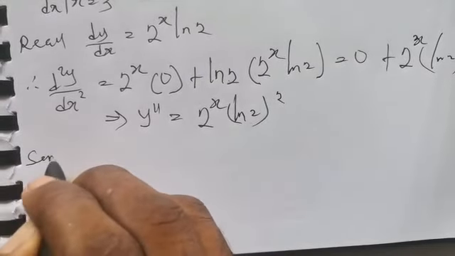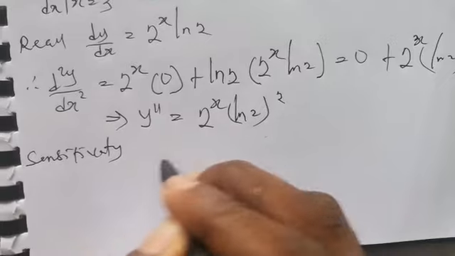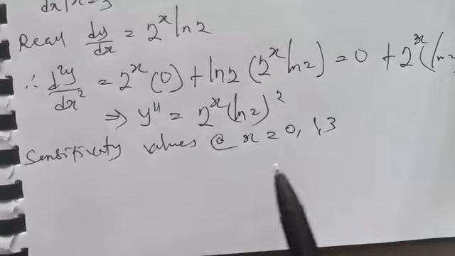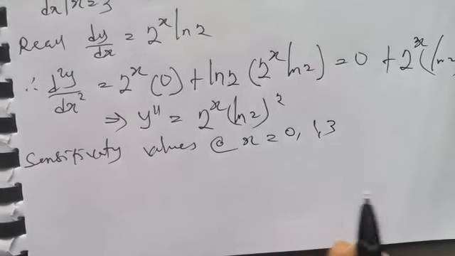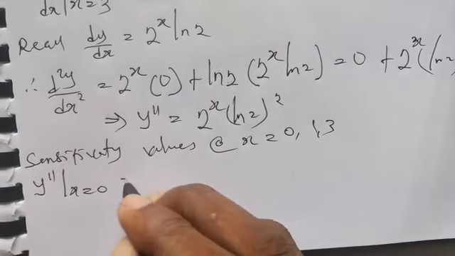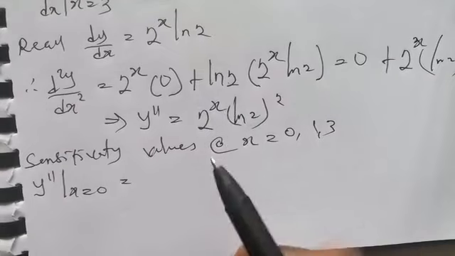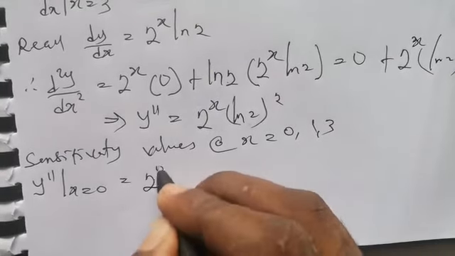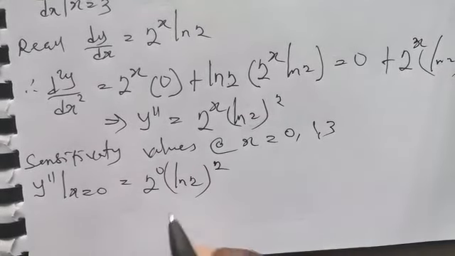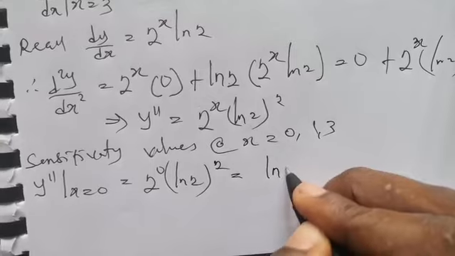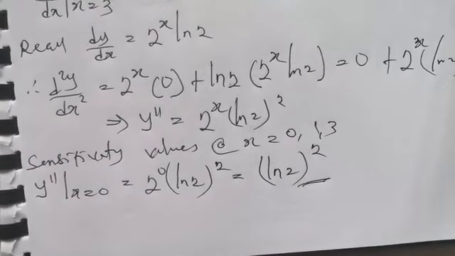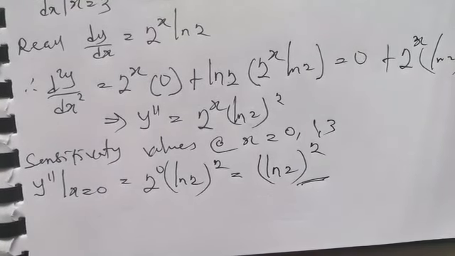Now let's find the sensitivity values. We find the sensitivity values at x equals 0, 1 and 3. So y prime prime, when x is equal to 0, wherever you see x, put in the value as 0. So I have 2 to the power of 0 times (ln 2) to the power of 2. Of course 2 to the power of 0 is 1, so the answer is simply (ln 2) all squared. You can also evaluate ln 2 squared to obtain a value, but I prefer to keep my answer like this.